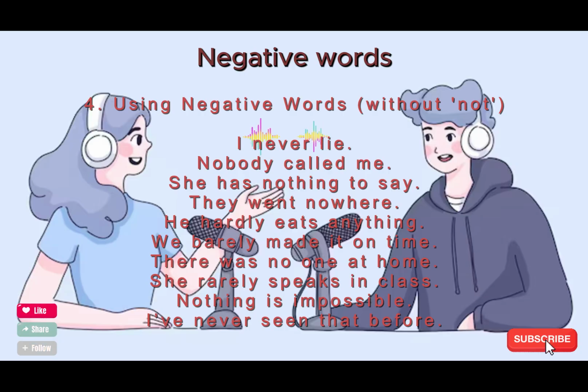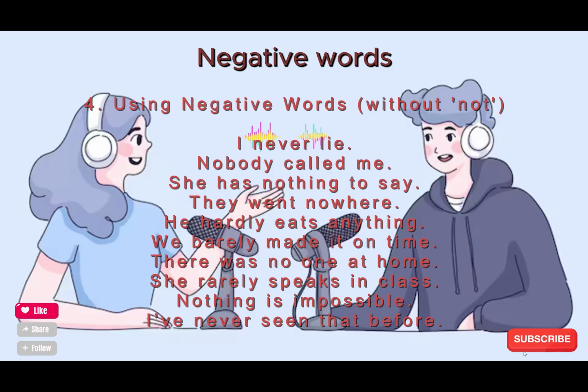Right. So, an example. I never lie. See, no, do not. Never does the job. Or talking about people: Nobody called me. Again, nobody means not anybody. What about things? She has nothing to say, meaning not anything. Location: They went nowhere, meaning not anywhere.